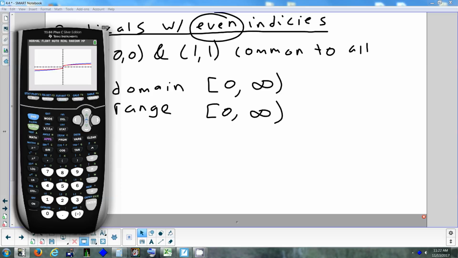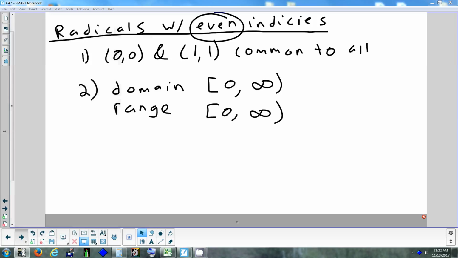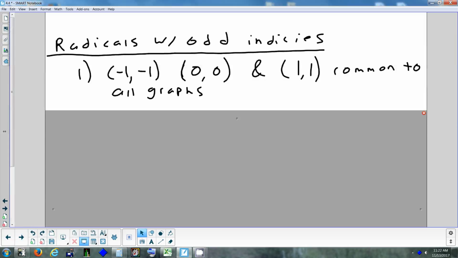0, 0. Yep, 0, 0. Let me zoom in a little more. So 0, 0 is definitely one of them. Also, you can pretty much take the roots of positive or negative numbers as long as the exponent for the root is odd. Yep. 1, 1 is another point. And -1, -1. So those points are common to all odd graphs.